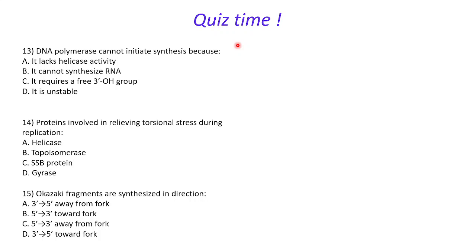Question 14. Proteins involved in relieving torsional stress during replication. So there is a torsional stress that is happening during replication. So which of the proteins is involved in releasing the torsional stress?